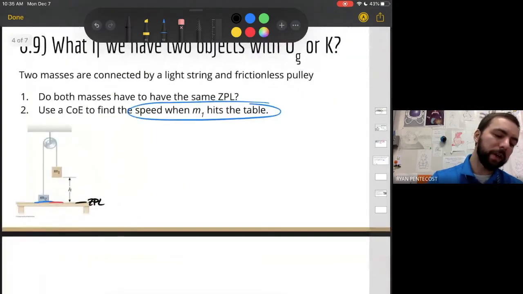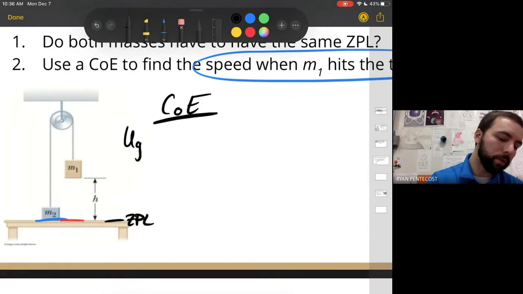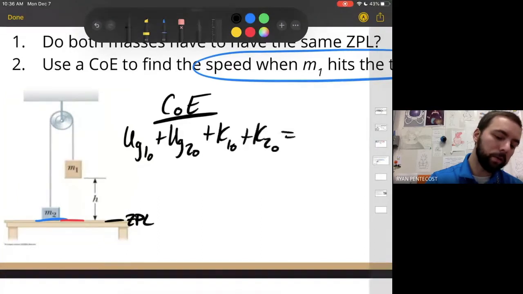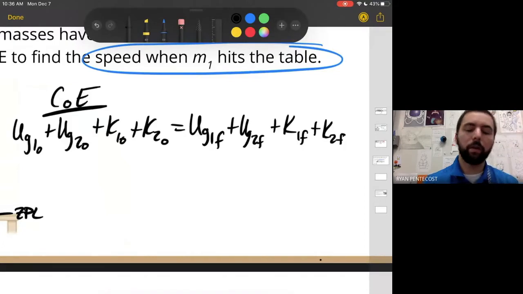Now, use a COE to find the speed when M1 hits the table. So let's look at all of our energies, right? Let's get a COE. So the initial energy: you've got UG1 naught plus UG2 naught plus K1 naught plus K2 naught equals UG1 final plus UG2 final plus K1 final plus K2 final. No friction, no springs, so we're going to end it there.